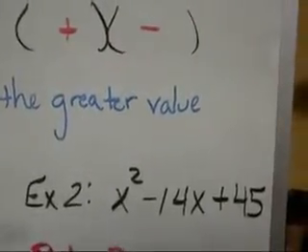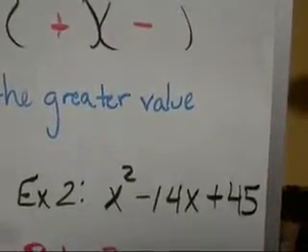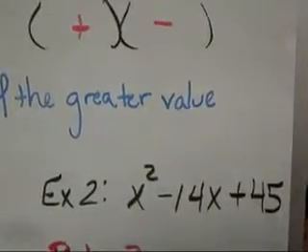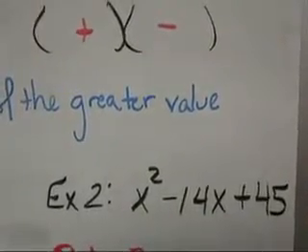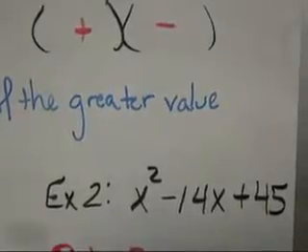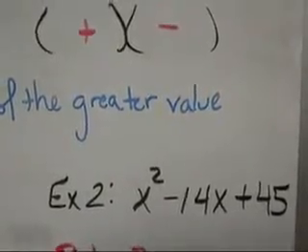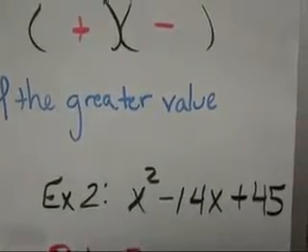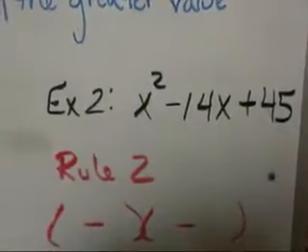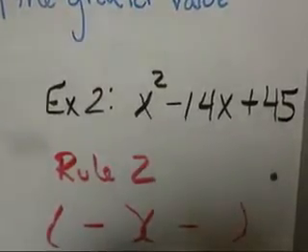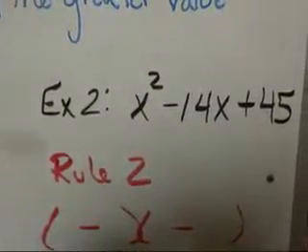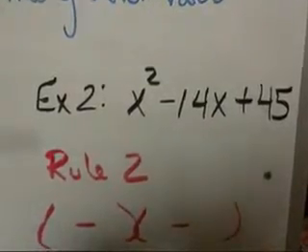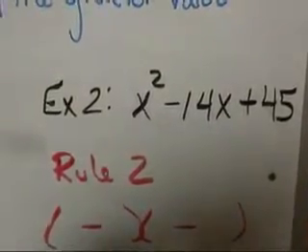Example 2. I have the trinomial x squared minus 14x plus 45. I can't take out something common. It's not a difference of squares. It's not a perfect square trinomial. It must be the other kind of factoring. Is it rule 1, rule 2, or rule 3? That's right, it's rule 2. So you need one negative followed by another negative, because remember, negative times negative makes the positive in the third term. Adding two negatives remains negative.